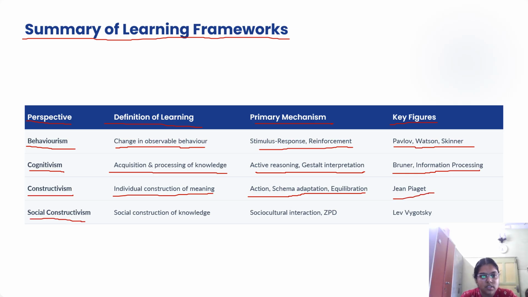Social constructivism. In social constructivism, learning is defined as social construction of knowledge, which I have already discussed. Primary mechanism: socio-cultural interaction, ZPD. You just note the full form of ZPD.